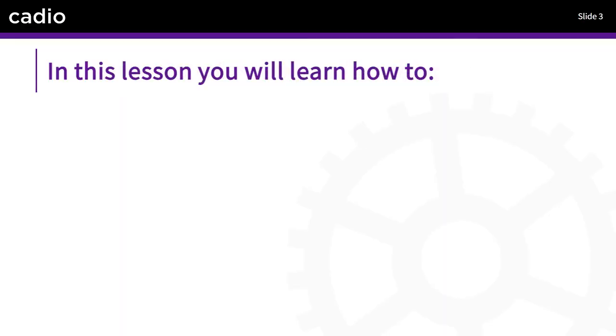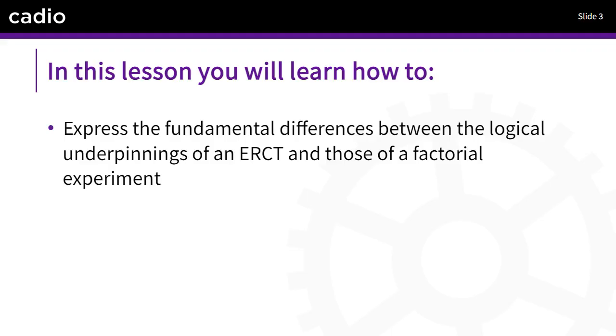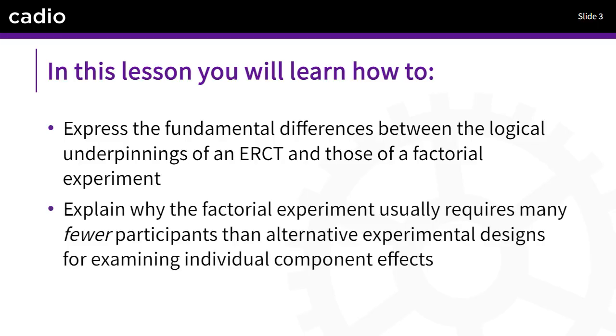In this lesson, you will learn how to express the fundamental differences between the logical underpinnings of an ERCT and those of a factorial experiment, and to explain why the factorial experiment usually requires many fewer participants than alternative experimental designs for examining individual component effects.